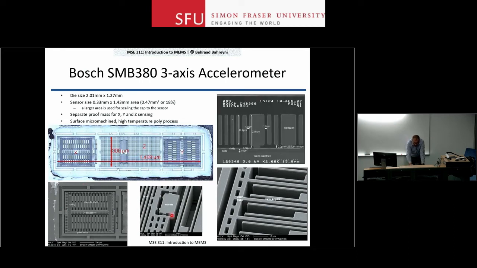And these are top, side, and cross-sectional views of the structure. One interesting thing about this process by Bosch is that they deposit a 20-micron layer of polysilicon and etch it using DRIE. 20 microns of polysilicon is quite a bit. You know, this is a surface micromachine device if you think about it, but they have pushed the thickness of the layer to about 20 microns.